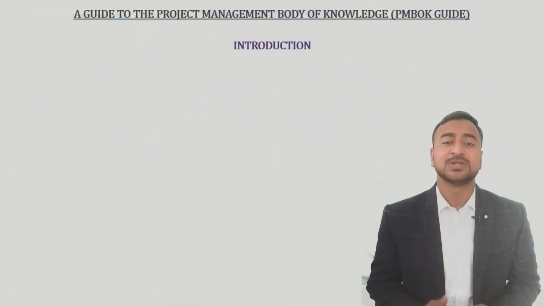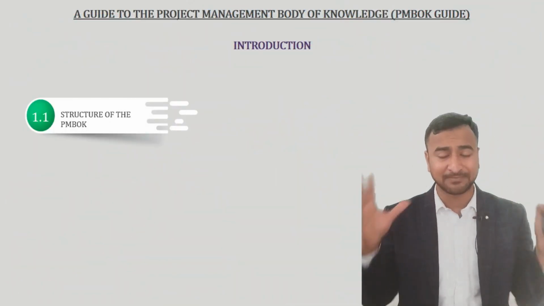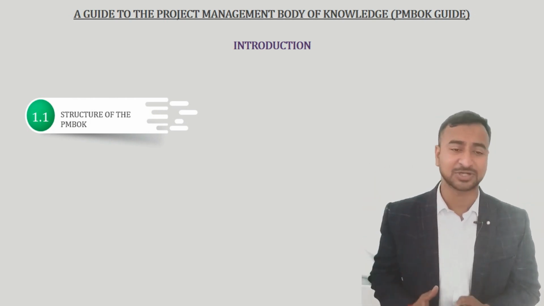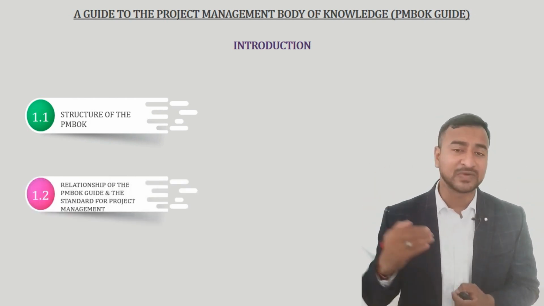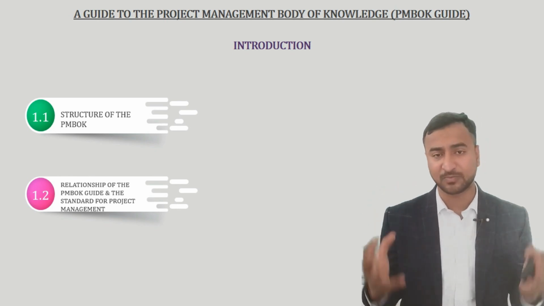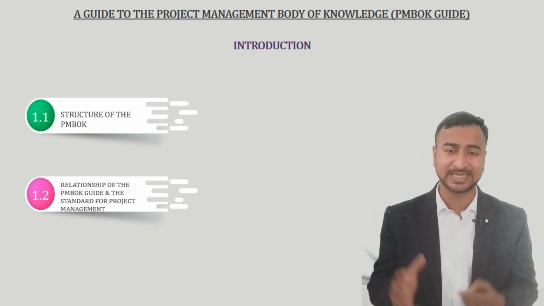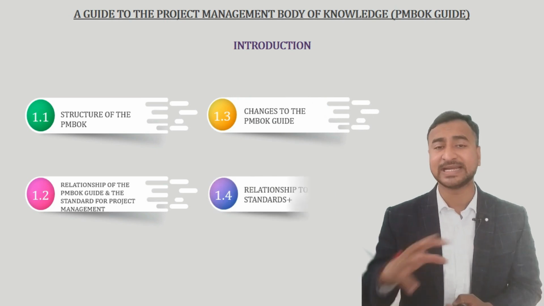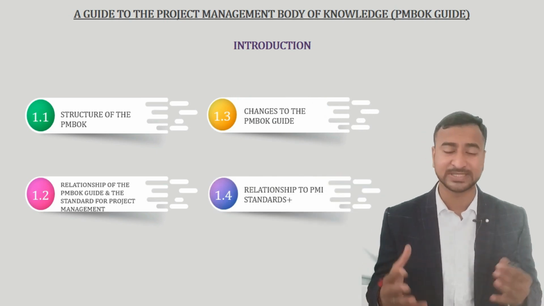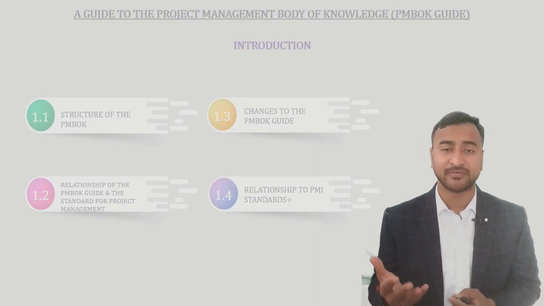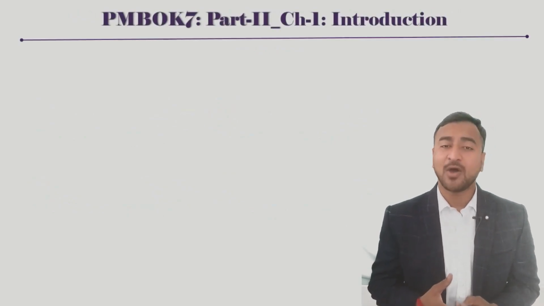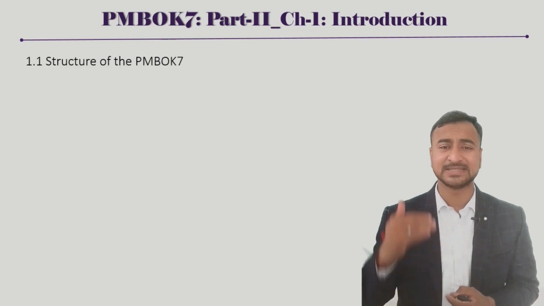Part 2. The first chapter is the introduction, which briefly describes the structure of PMBOK 7 and the relationship between your part 1 and part 2. Chapter 3 is the change in PMBOK 7, and chapter 4 is your relationship to the PMI Standards Plus. Now let's discuss the structure first.